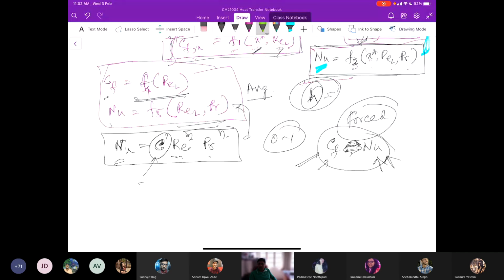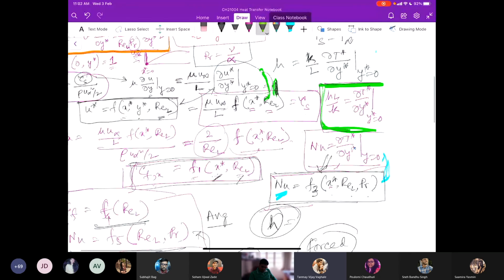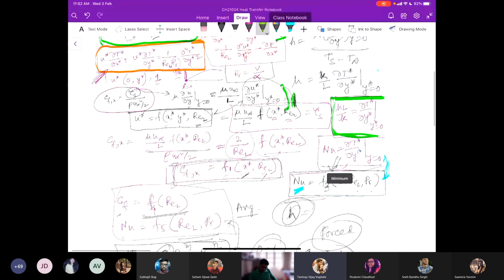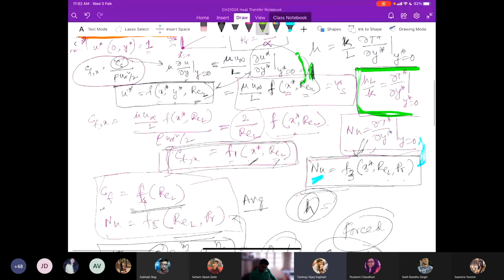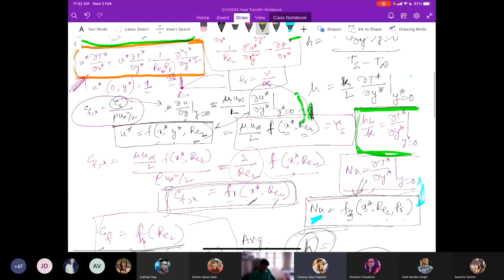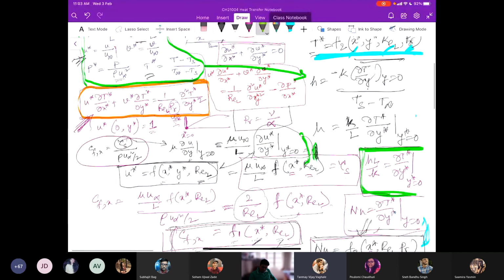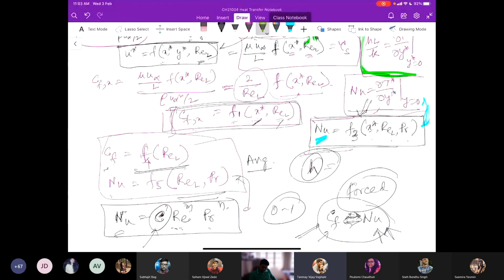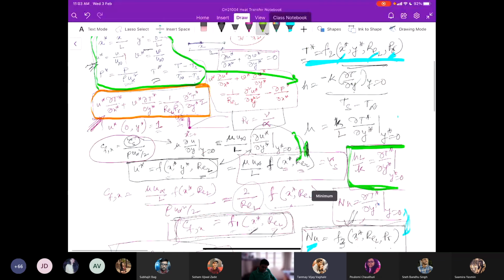Sir, I have a question. How did we write Nusselt number equal to 0.332 into Prandtl number to the power 1 by 3 into Reynolds number to the power 1 by 2, that equation? And from that, how do we derive that dou delta T by dou delta is equal to 1 upon Prandtl number to the power 1 by 3, which is the relation between the hydrodynamic boundary layer and thermal boundary layer thickness?